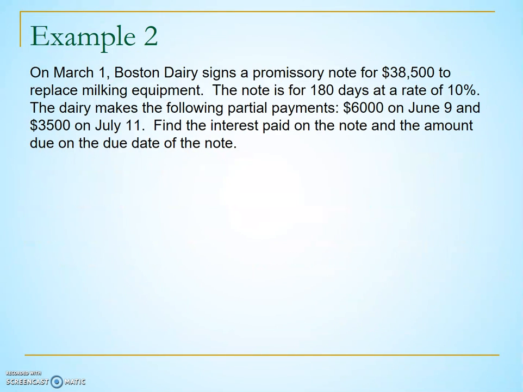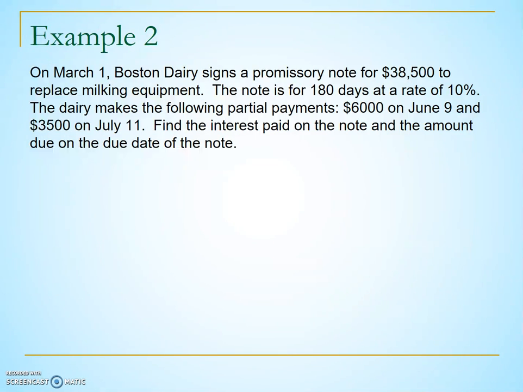Example 2. On March 1st, Boston Dairy signed a promissory note for $38,500 to replace milking equipment. The note is for 180 days at a rate of 10%. The dairy makes the following partial payments: $6,000 on June 9th and $3,500 on July 11th. Find the interest paid on the note and the amount due on the due date of the note.